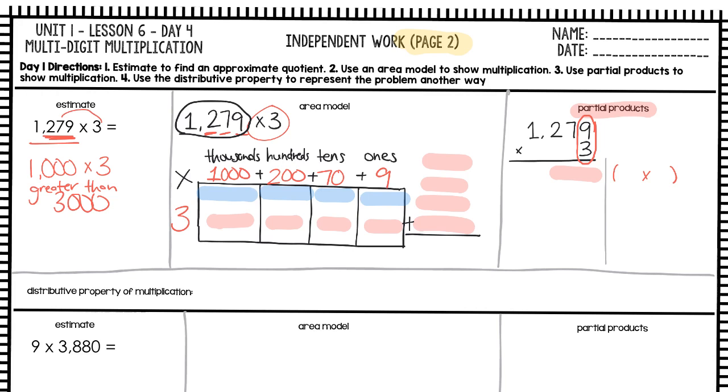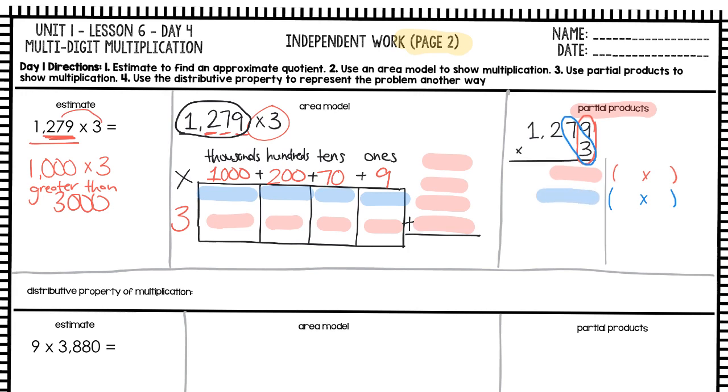Next, we're going to multiply our tens. Remember, you can pause me whenever you need to. And we're going to say, okay, I have 7 tens times 3. 7 tens is 70 times 3. So I'm not writing it, but I'm saying it. 70 times 3. And your answer to that will go next to it.